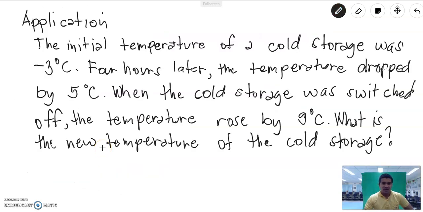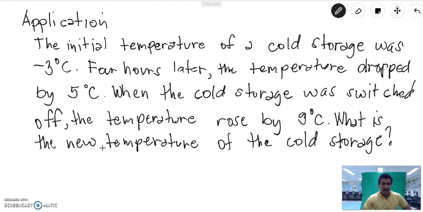Okay, let's do some applications. So the problem is: the initial temperature of a cold storage was negative 3 degrees Celsius. 4 hours later, the temperature dropped by 5 degrees Celsius. When the cold storage was switched off, the temperature rose by 9 degrees Celsius. So the question is, what is the new temperature of the cold storage?